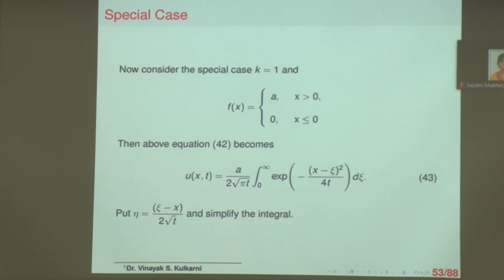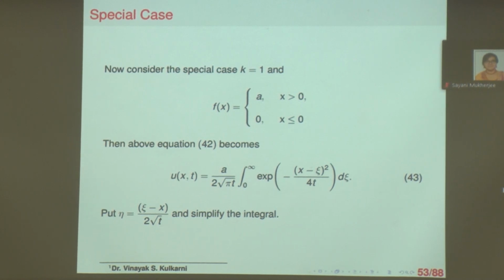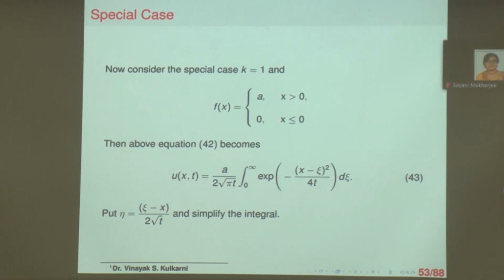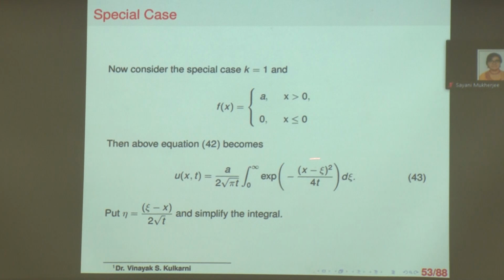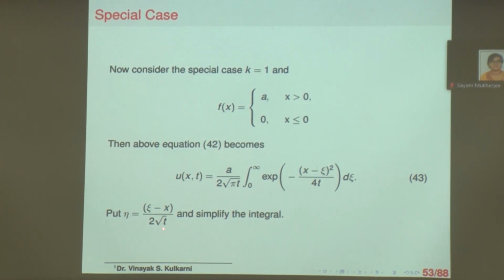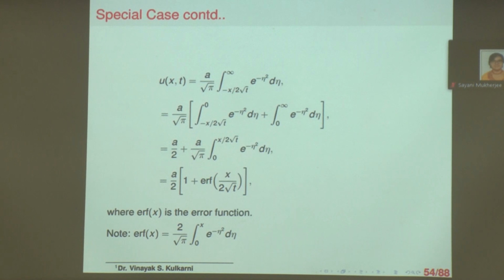You might be thinking that the temperature is in terms of an integral function, so how can we determine a particular value of the temperature? But you must not forget that our initial temperature is again an arbitrary function of x. If it is a particular function, then you can solve ahead. So in order to solve this particular integral, you can substitute eta equals xi minus x upon root 2 root t, and then we can solve further integration by taking advantage of the error function.